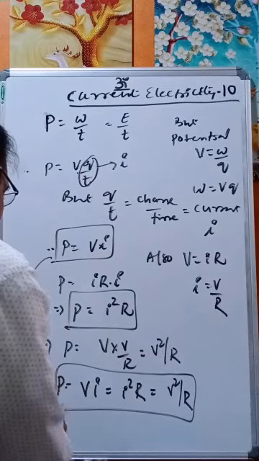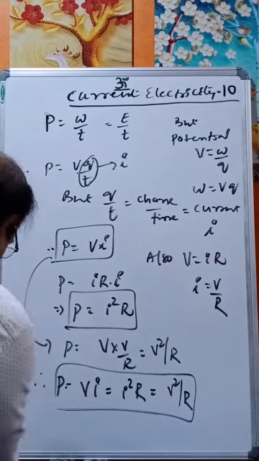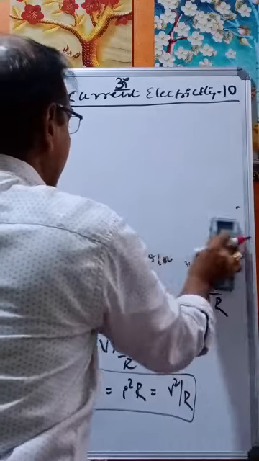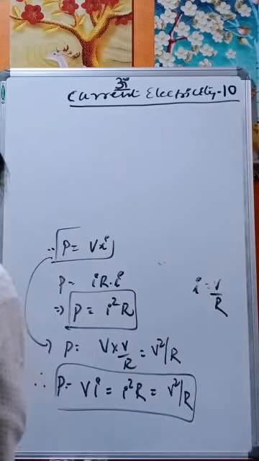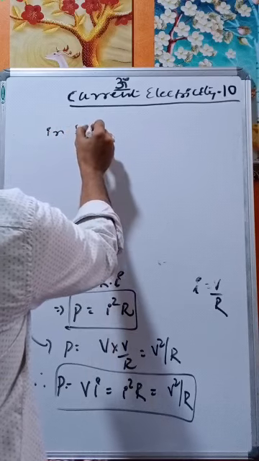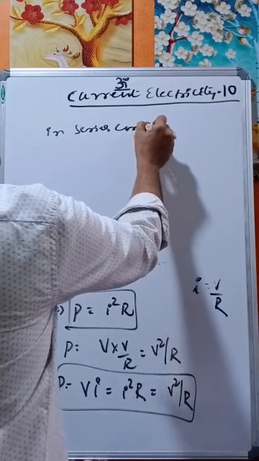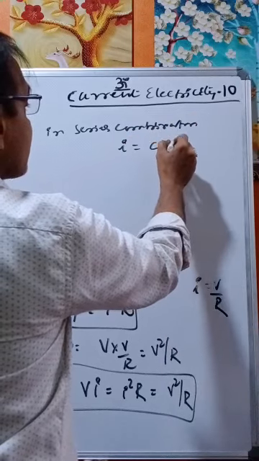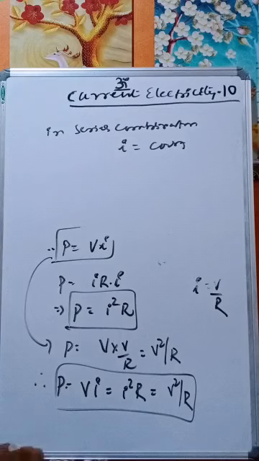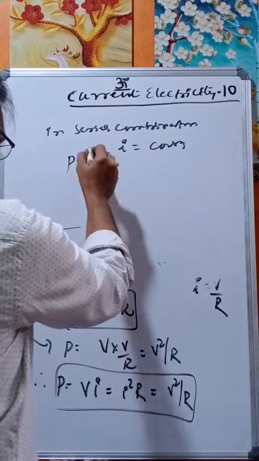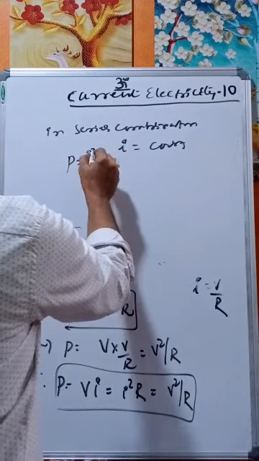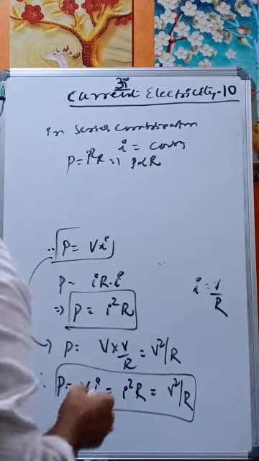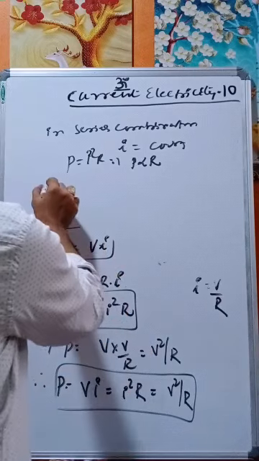Now, in series combination, what remains constant? I is equal to constant. In series, current is constant. Therefore, P is equal to I square R, which implies P is proportional to R. I is constant, therefore in series combination, P is proportional to R.